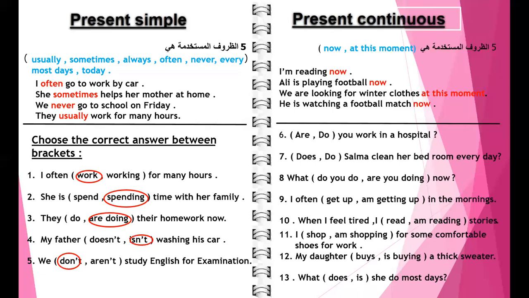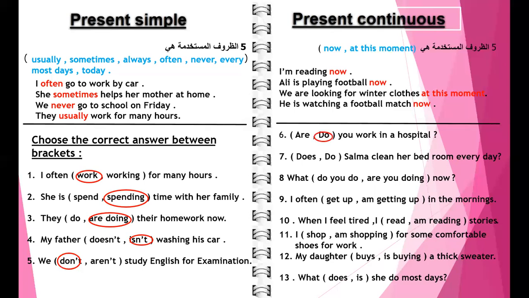Are or do you work in a hospital? Even here, how can we choose between are or do? We just focus on the verb work without ing. So we don't use are, we use do. So the question will be, do you work in a hospital?